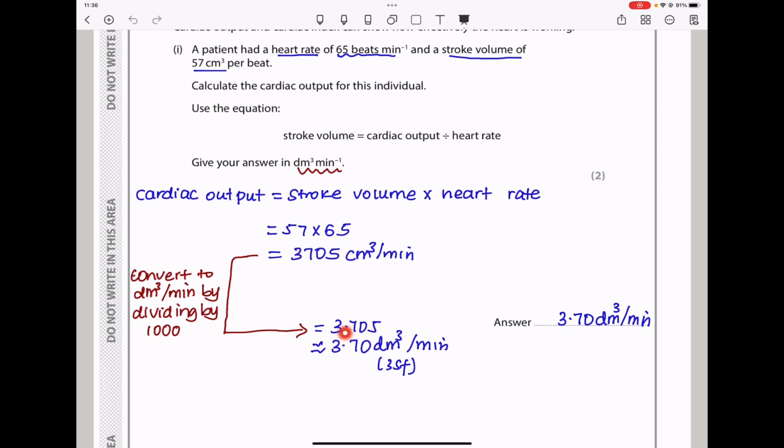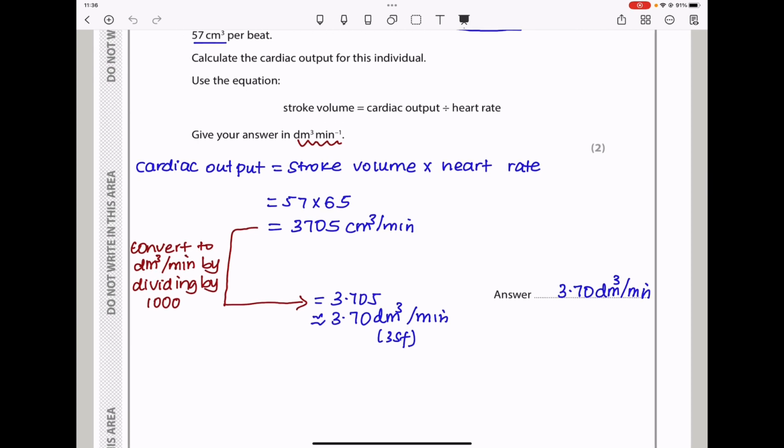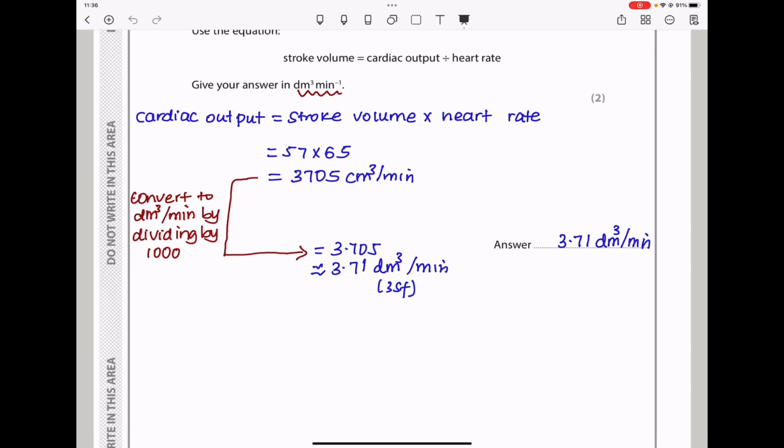You could write this as 3.71 or 3.70, or you could also write it as 3.7 decimeters cubed per minute. Whichever you choose, I could have written a 1. Actually, let me write a 1 here to make it better to round off: 3.71. Rounding off, this becomes 3.71. But you could also have written 3.705, or you could have written 3.7 decimeters cubed per minute.